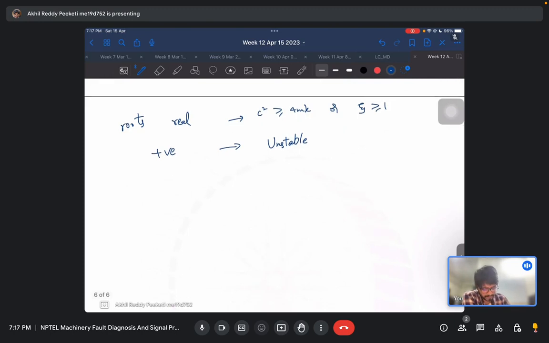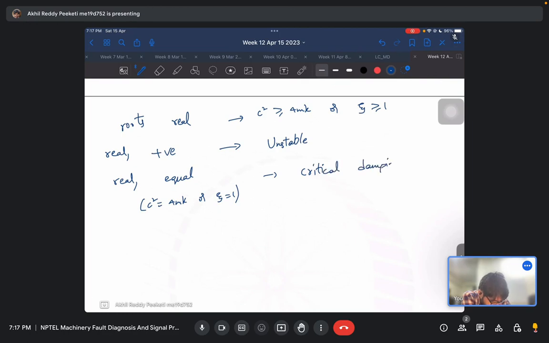And if the roots are real and equal, that will happen when c square equals 4mk or zeta equals 1. So in that case, we will have critical damping and a stable system.